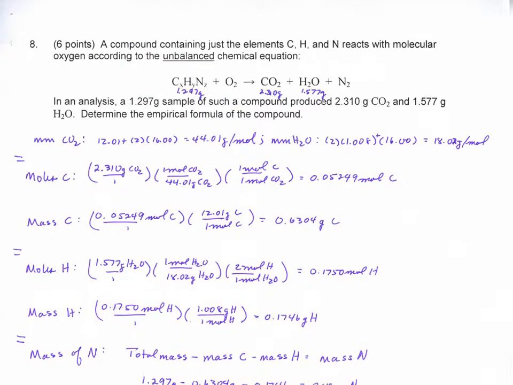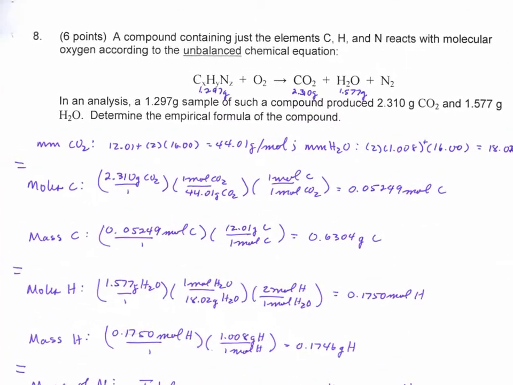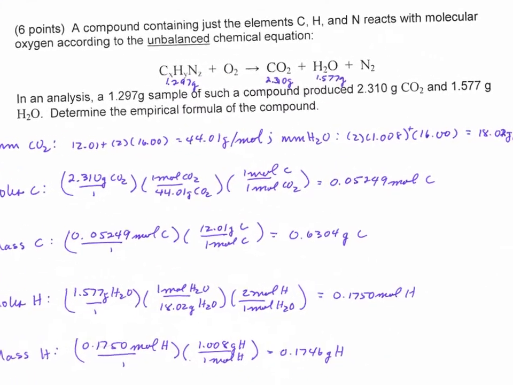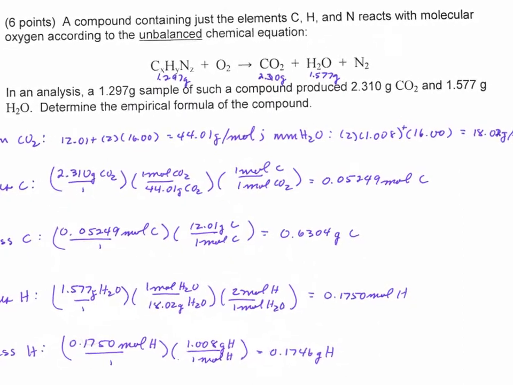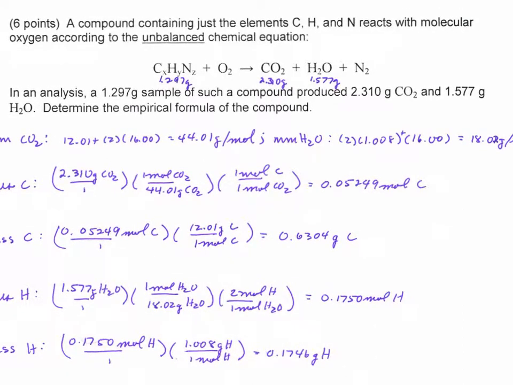So this one was similar to burning, this one was similar to a combustion problem where you have carbon, hydrogen, and oxygen. But in this case, it's carbon, hydrogen, and nitrogen. Very similar approach, though. So underneath the thing we were combusting, I have the mass, the 1.297 grams. That's what we were combusting. We got the mass of carbon dioxide.